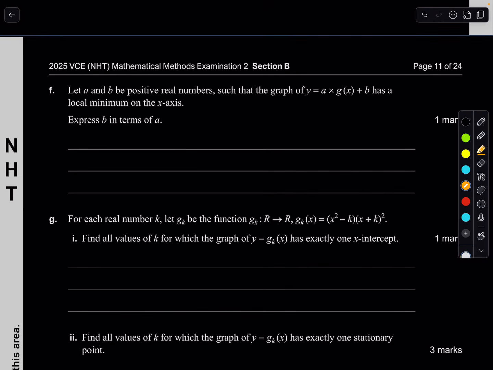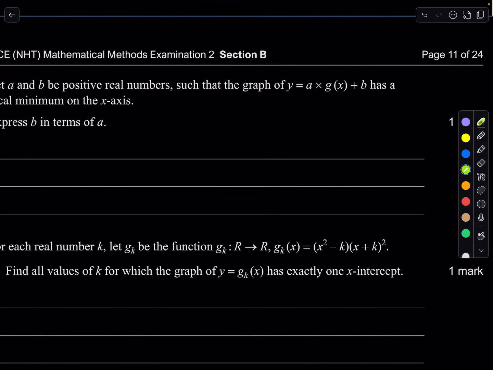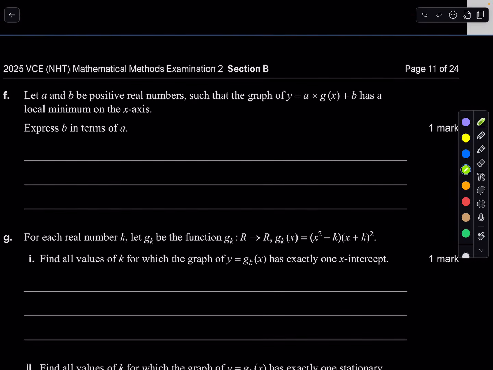Let a and b be positive real numbers such that the graph of y equals a times g of x plus b has a local minimum on the x-axis. Let's think what's happened here. So first of all, let's go really deep analysis here. First of all, they've multiplied the original function g of x by a. This by the way is called a dilation by a factor of a parallel to the y-axis. So let's write that down and I'll explain everything.